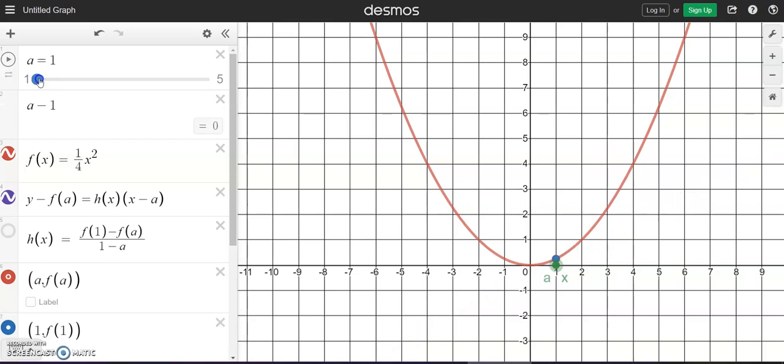Now, I could slide it a little closer, but once I hit 1, notice the line disappears. It's because I'm dividing by 0. I'm not allowed to do that. So if I do 1.02, there we are, and I have my line again. So that's what we're talking about.